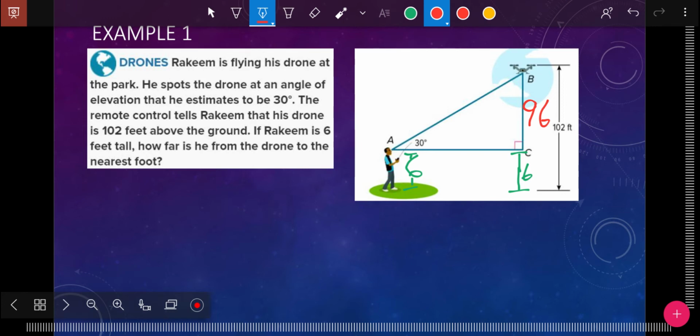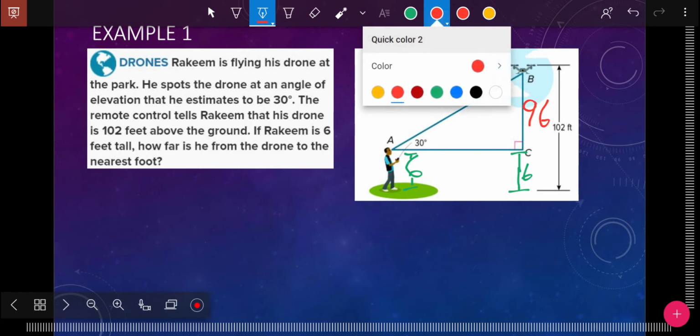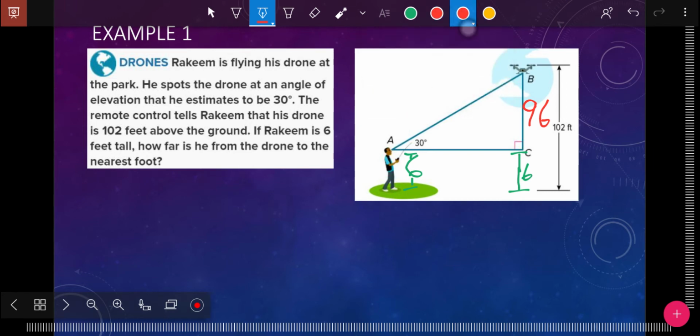Now, it says, how far is he from the drone to the nearest foot? And I don't really love the way that particular question is worded. How far is he away from the drone? And so if you're talking, here, that's exactly how far away he is from the drone. Or here, the distance. And so most of the time, they will be careful because I don't love the way this one's worded, and they will word them better most of the time in the homework. This is called horizontal distance. And so when they say something like distance exact to how far away he is, they're talking about up here.